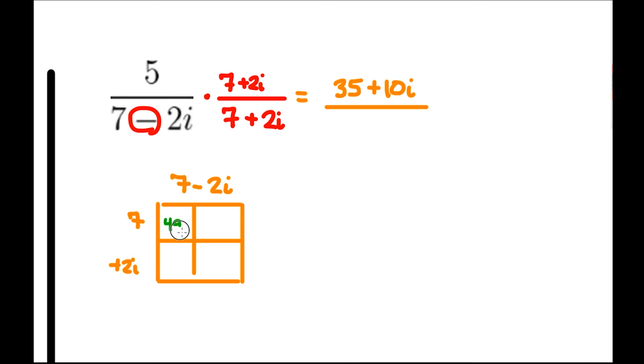So we got 49 here. We have negative 14i here. Here we have 14i, which these will cancel. That always happens with conjugates. Those middle terms cancel. And finally, we have negative 4i squared. Okay, so from here it's going to be 49, this and this cancel, minus 4 times i squared, which is negative 1. So your final answer for this one is going to be 53. So you can just put a 53 on the bottom here.